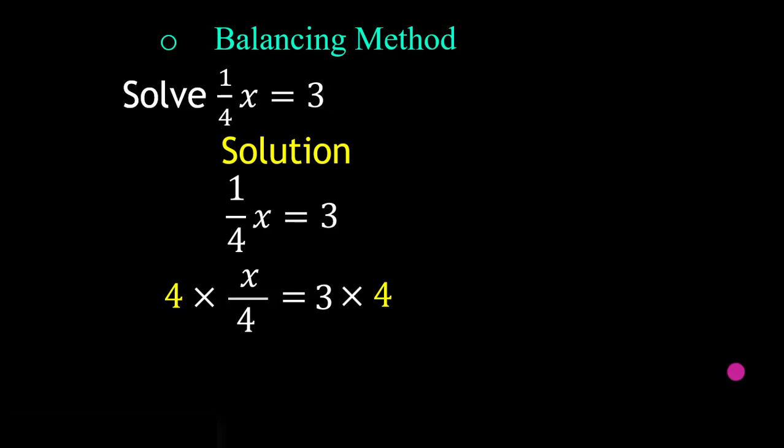Now you do realize that 4 divides 4, and 4 divided by 4 is simply 1, and that means we now have x being alone at the other side, leading to the expression x is equal to 12.